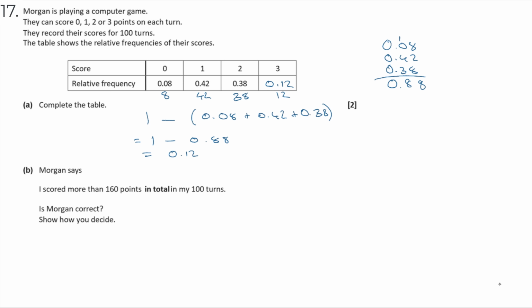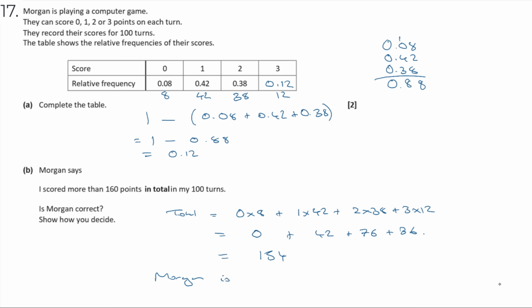So then what's the total of those? I can multiply them up now. The total is going to be 0 times 8 plus 1 times 42 plus 2 times 38 plus 3 times 12. That gives me 0 plus 42 plus 76 plus 36. 76 and 36 is 112, plus 42 makes 154. Is that more than 160 points? No, it's not. So Morgan is wrong, as 154 is less than 160.